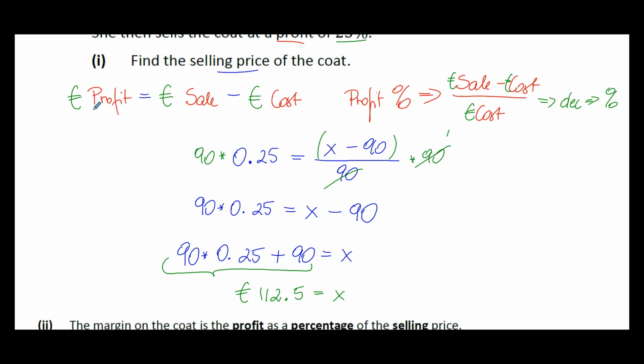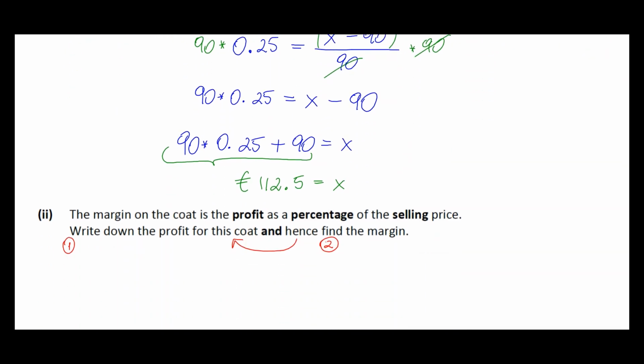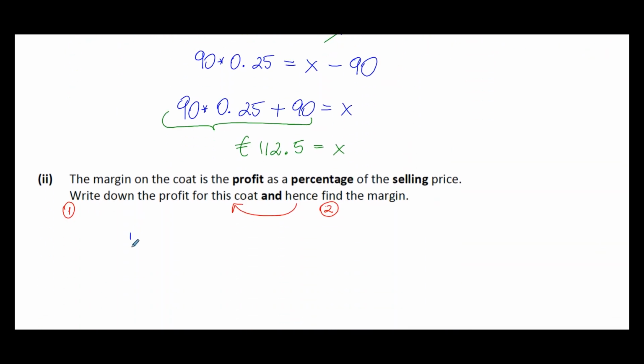Okay, so again, how do we find the profit? That's what I was writing here, profit in euro, and that's what we are looking for. That's sales minus the cost in euro. So sales, we know, is 112.5 minus the cost, which is 90, and we put that in the calculator and we get 22.5. So we did find the first part, therefore we can find the margin.